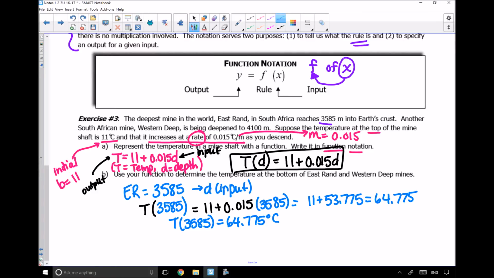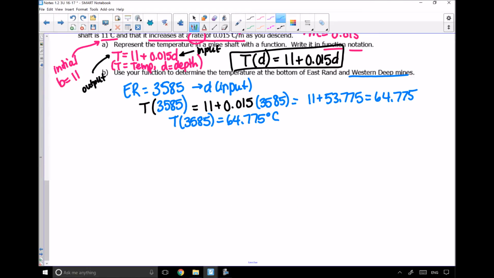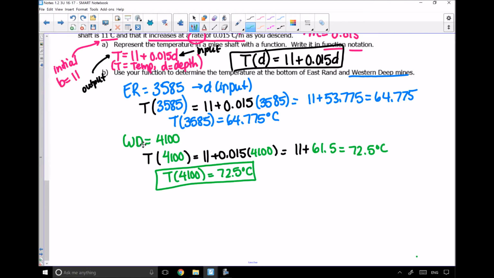All right, so the next thing that I want you to do is find the answer for Western Deep mines on your own and then compare with me to see how you did. So if we know that Western Deep has a depth of 4,100 meters, I'm going to use 4,100 as my input. I'm going to plug it in. Right here it goes in for the D in my equation. I do my multiplication, I do my addition, and this tells me that when my input is 4,100 meters, my output is 72.5 degrees Celsius.